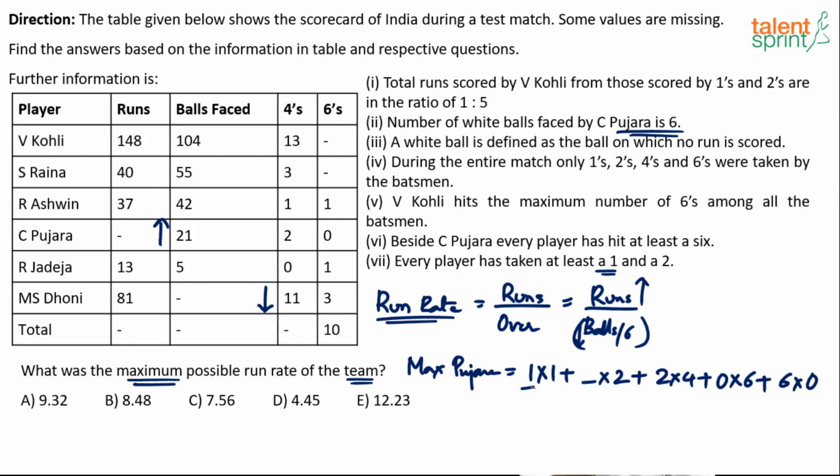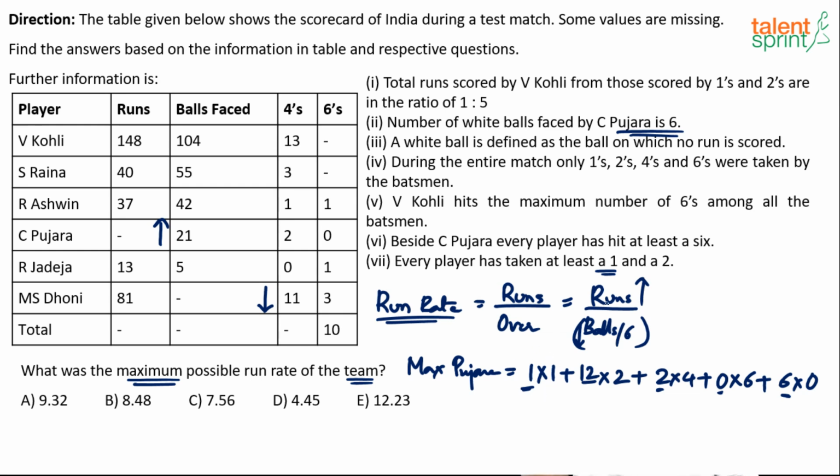Are you able to follow? 1 plus 2 plus 0 plus 6, so that's like 3 plus 6, 9. Out of 21, if 9 is gone, remaining is what? 12. I can say those 12 balls he has taken doubles. Now why am I doing this? Because he should get maximum possible runs. We want maximum possible runs for Pujara to get the maximum run rate. Right? So now find out the maximum score for Pujara.